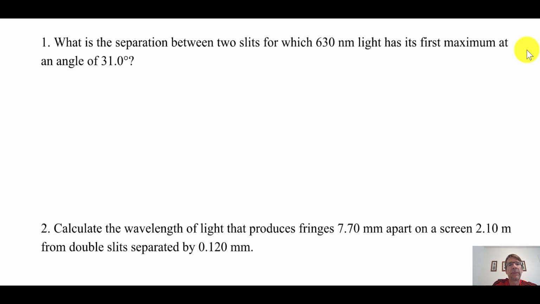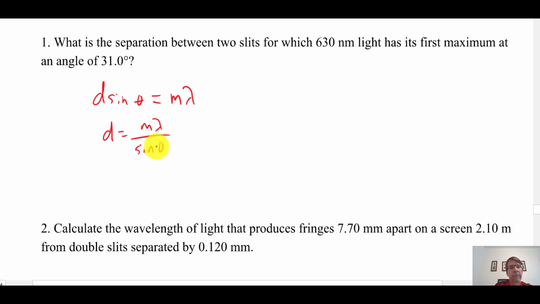It says, what is the separation between two slits for which 630 nanometer light has its first maximum? This is pretty much a straight plug-in problem. d sine theta equals m lambda, there's really only two equations right now. We want to find the separation distance d. Well, d is going to be equal to m lambda over sine of theta. It's the first maximum. If it said the third maximum, we'd have to put in a 3 for m.